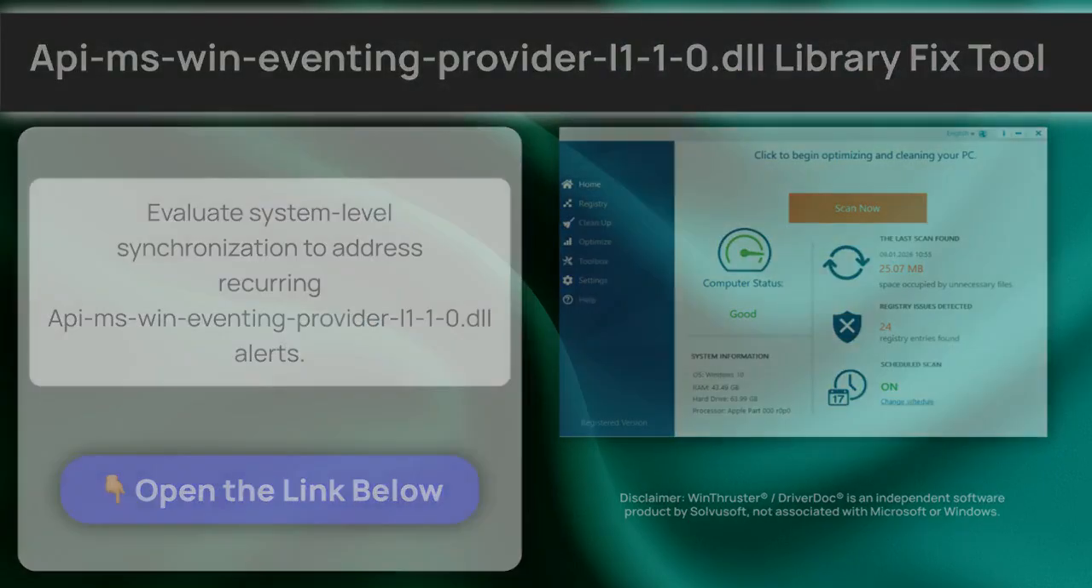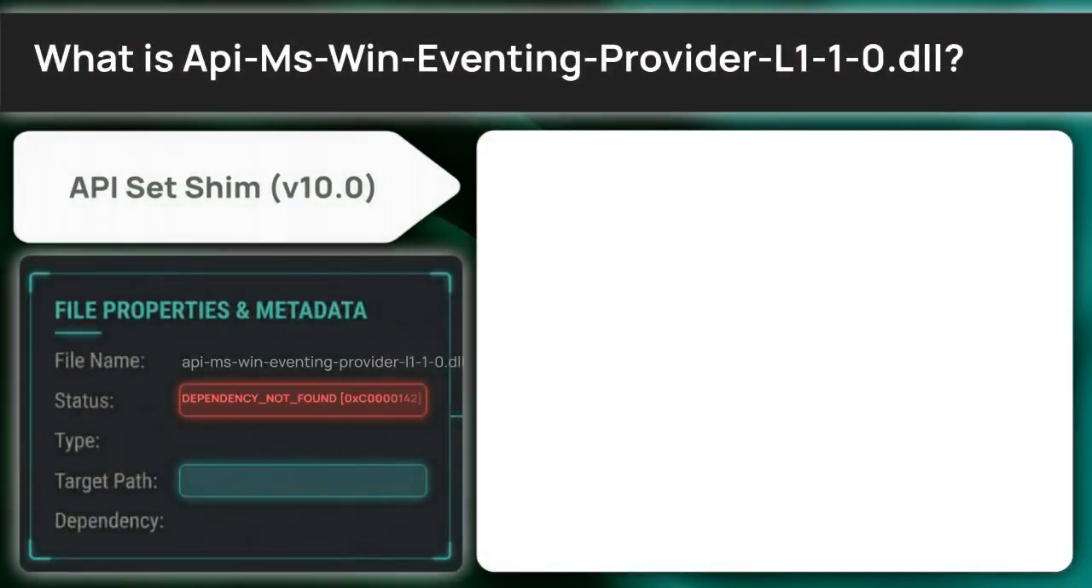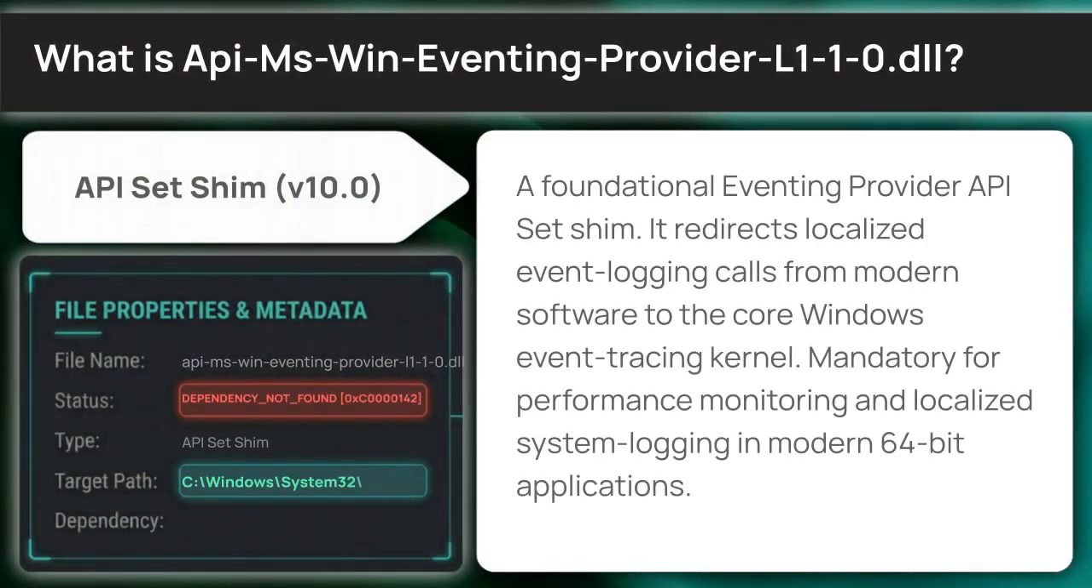This is the Win Eventing Provider Library, a foundational eventing provider API Set Shim. It redirects localized event logging calls from modern software to the core Windows event tracing kernel, mandatory for performance monitoring and localized system logging in modern 64-bit applications.